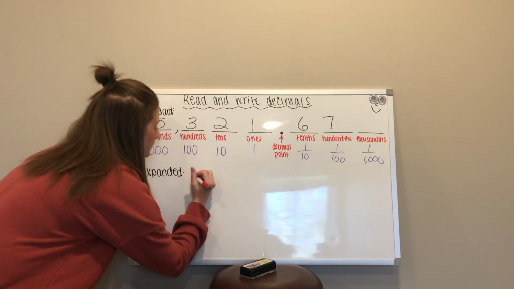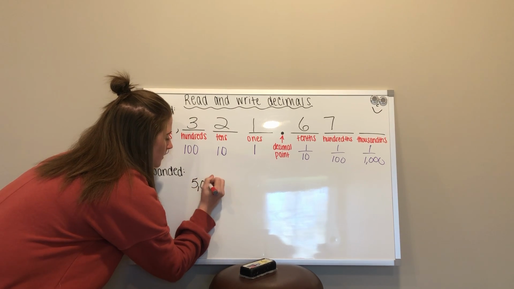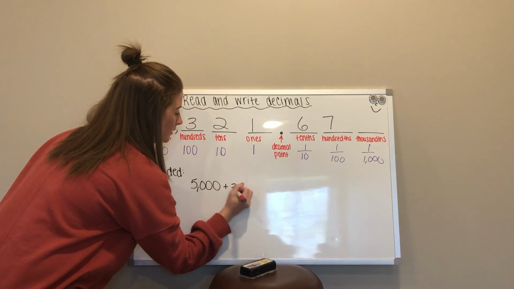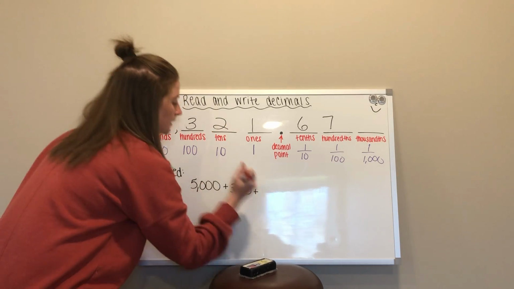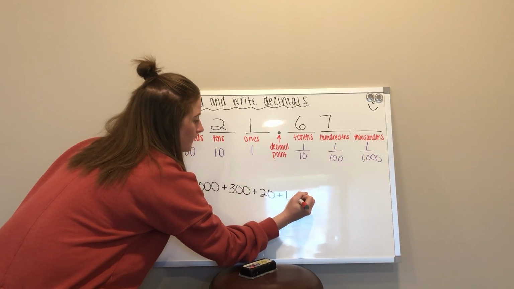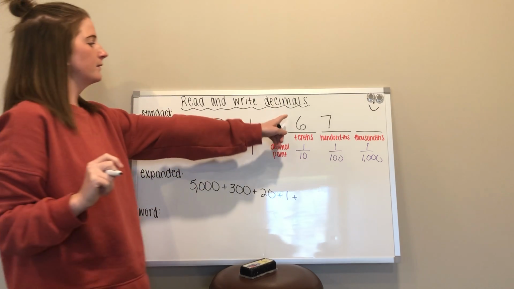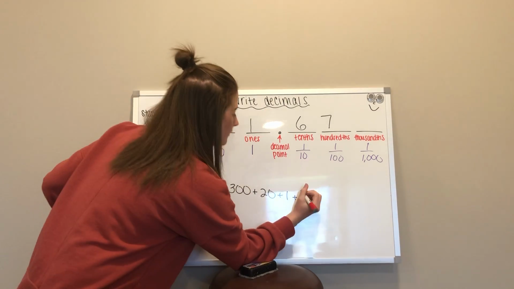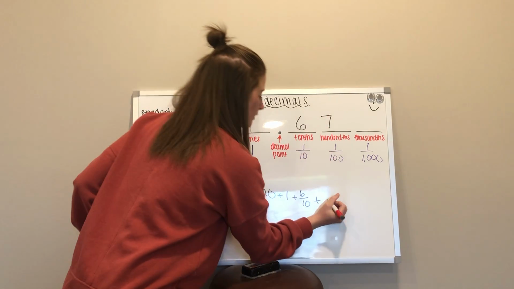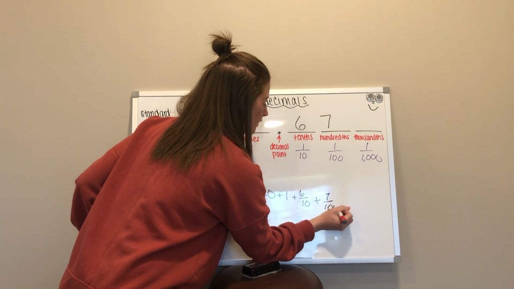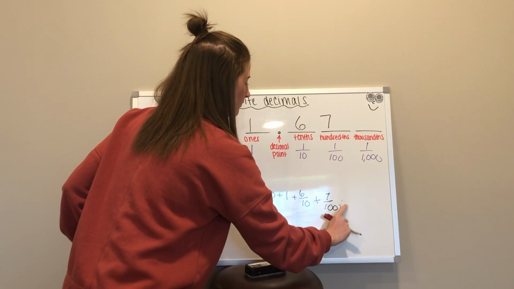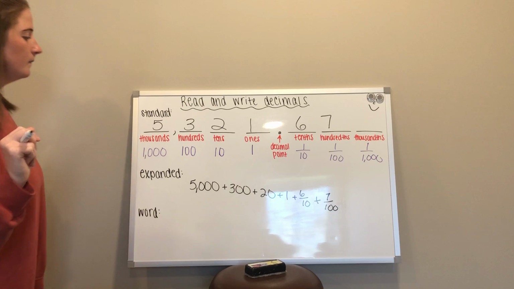So 5 is in the thousands place, so it's going to be 5,000 plus 3 in the hundreds place, so 300, plus 2 in the tens place, 20, plus 1 in the ones place, 1, plus, okay, now we have 6 in the tenths place, so that is going to be 6 tenths. 7 is in the hundredths place, 7 hundredths, and nothing in the thousandths place, so we're done.